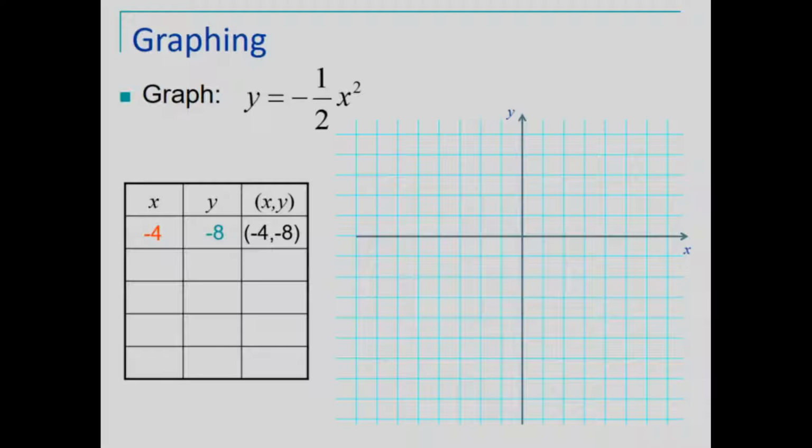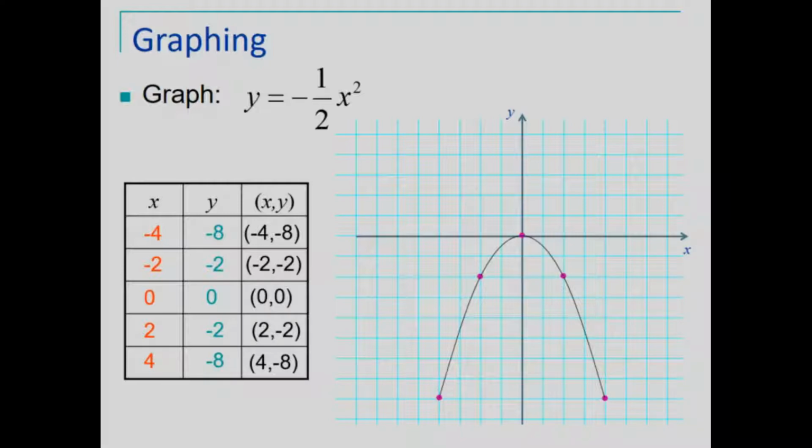Here, x is equal to -4. Replacing x with -4 and simplifying, we find a corresponding y value of -8, and we'll plot that point. We'll continue finding several other points and plotting them, connecting these points with a smooth curve. Here we have a parabola that opens downward.